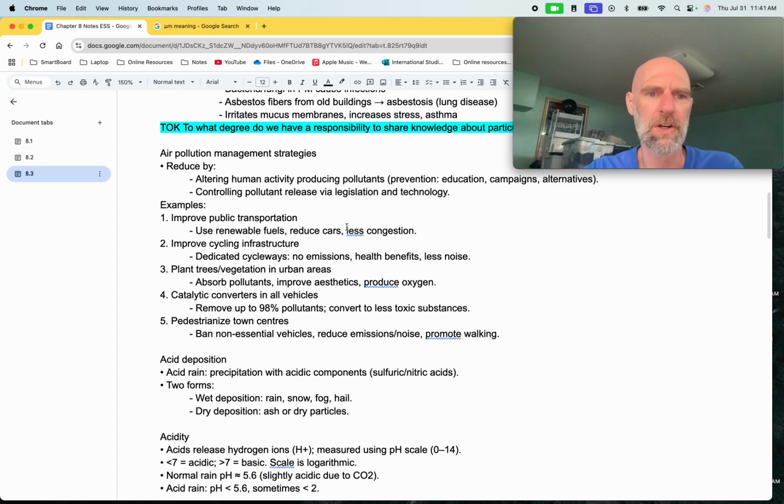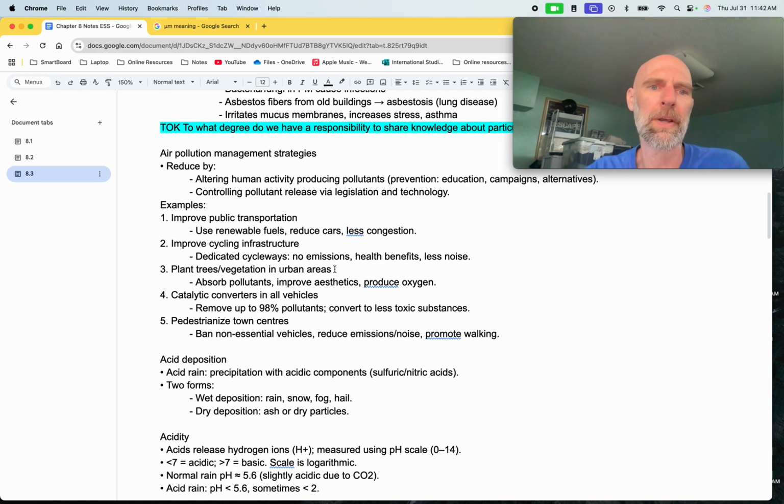Examples: improve public transportation, use renewable fuels, reduce cars, less congestion. Car-free zones would do quite a bit for that. Also electric vehicles, using biofuels, stuff like that. Improve cycling infrastructure. Love these. I bike to work when I can, and the bike lanes really improve real estate value. And I'm a lot happier when I get to work, too. I should bike to work on the days where I'm grading tests.